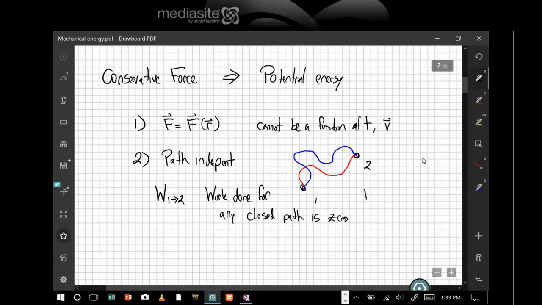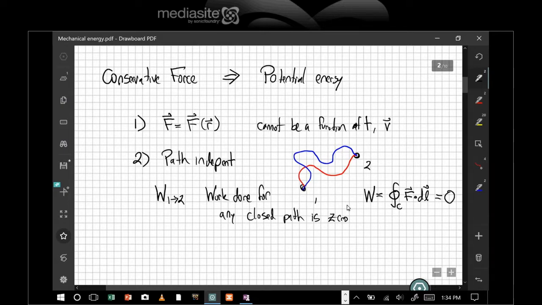The way I would write that is, the work done in a closed path looks like a path integral over some closed path C, and I use this circle on the integral to represent a closed path. This is my integral over a closed path, and that's equal to 0 if I have a conservative force.